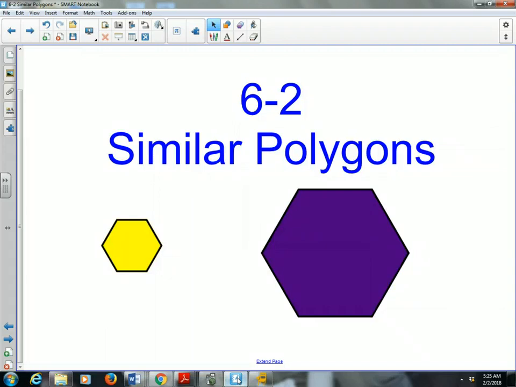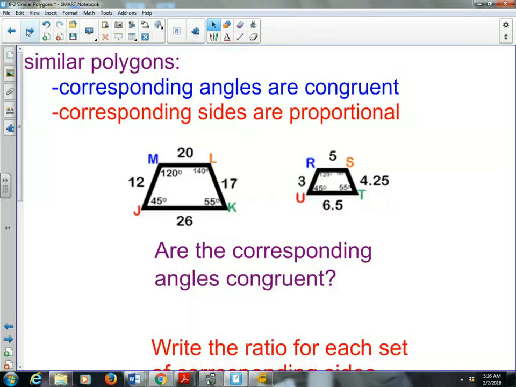Now congruent is same size, same shape. Similar polygons have the same shape, but they could be significantly different sizes, such as these two hexagons up here. These hexagons are similar. You certainly wouldn't say that they're congruent. The purple hexagon is significantly larger than the yellow hexagon. However, they are similar. Maybe the purple one is just 3 times the size of the yellow one, or the yellow one is 1/3 the size. So that's what we're looking at today when we're talking about similar polygons.